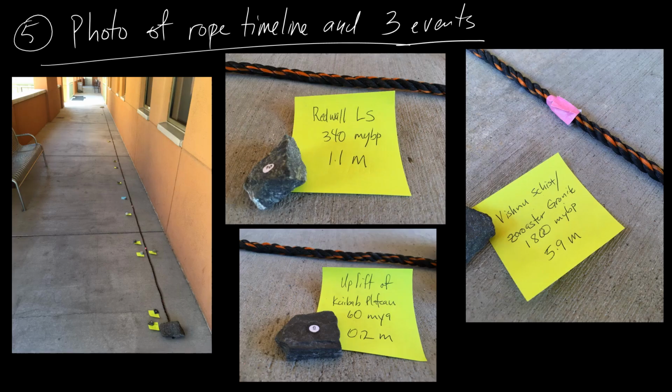The next step is to take a few photos of your new rope geologic timeline. You're going to need a photo of the whole timeline. Here's an example of mine on the left. You'll see more of this here on the next slide. And you're going to need a few photos of some of your events. So take a nice digital photo of your entire timeline and photos of 3 of your geologic events.